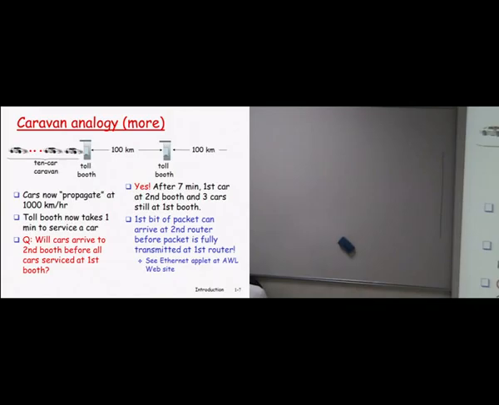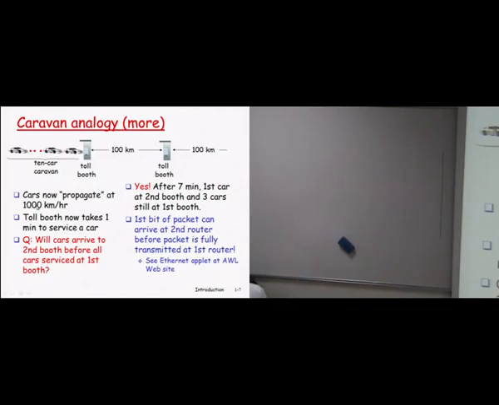Before it was taking 12 seconds for one car. Now it is taking 1 minute to service a car for its transmission. Will cars arrive at the second toll booth before all cars are serviced at the first toll booth? Now look into it. Their speeds are very fast and their processing time for the transmission is very slow. Slow means taking more time. Speed is very fast. The booth is taking too much time to process the car.